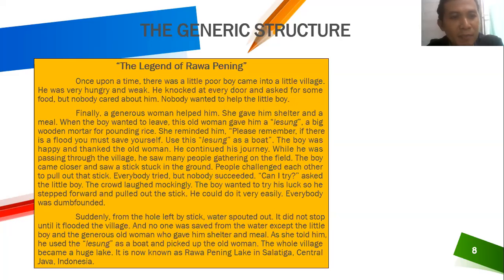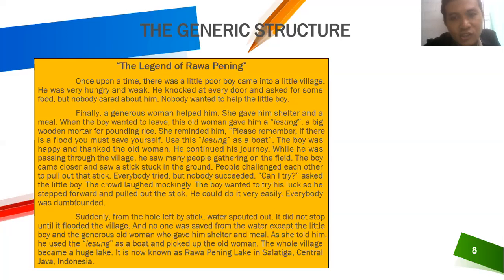The boy was happy and thanked the old woman. He continued his journey. While he was passing through the village, he saw many people gathering on the field. The boy came closer and saw a stick stuck in the ground. Ada tongkat nancep di tanah. Jadi dia pun mendekat dan melihat ada tongkat tertancap di tanah.